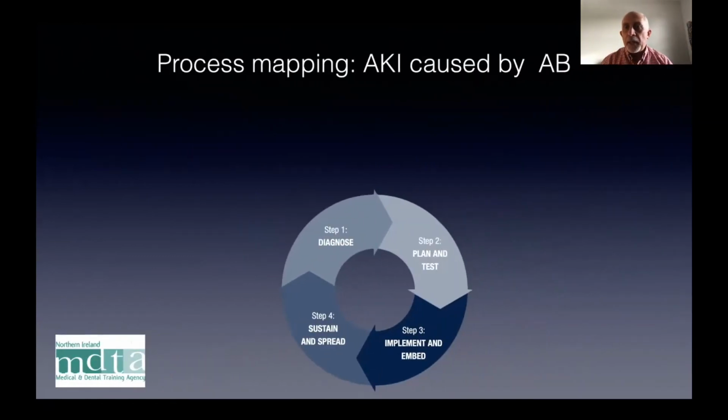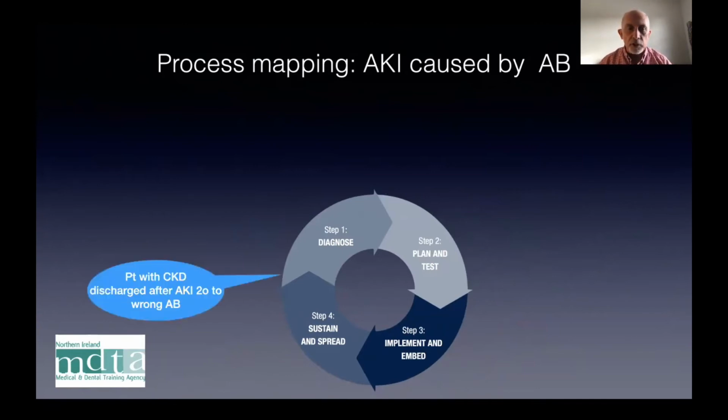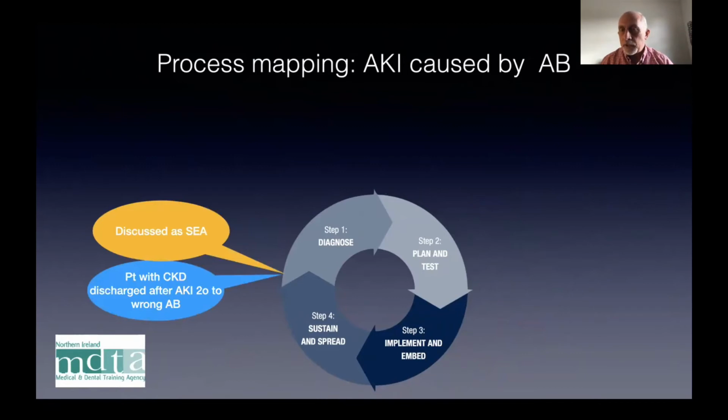Now, if we were to think about diagnosing a problem, here's an example from our practice where a patient with chronic kidney disease was discharged after having acute kidney injury, with being given the wrong antibiotic as a contributing factor. And so we decided to look at this as a significant event. Was this something that happened often? Did we need to change our systems?